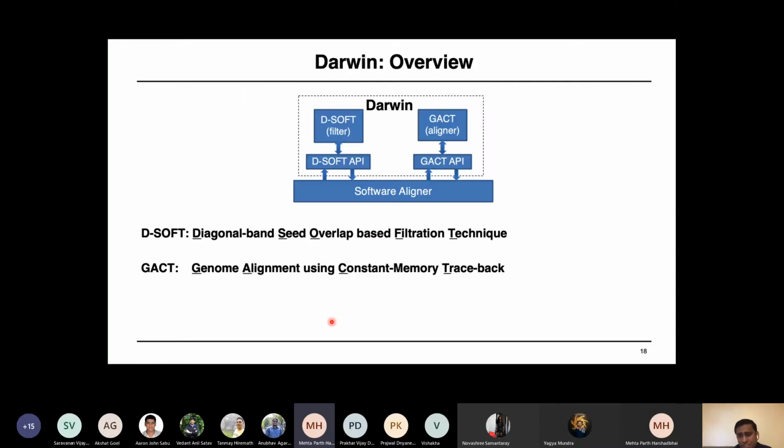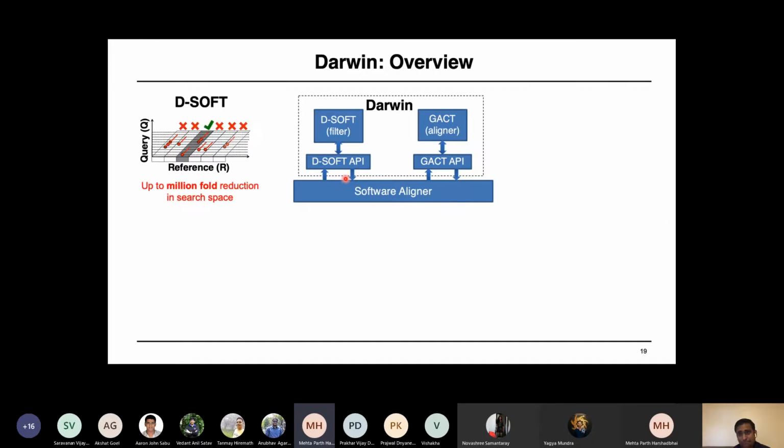So for all of these reasons, we decided to develop a coprocessor, which we call Darwin, to essentially speed up the process of long read assembly. It consisted of two novel algorithms, DSoft and GACT, both of which were hardware accelerated and interacted with the software using a very flexible API. So it's programmable in a way to handle different types of long reads.